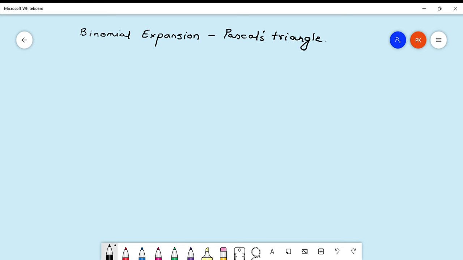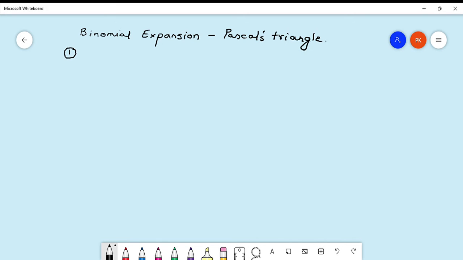Hello students, last time we had studied about Pascal's triangle that gives us the coefficient in the expansions in the form (a + b)^n, and also we had seen some expansions, how to write the expansions. So today we will see some problems on this.